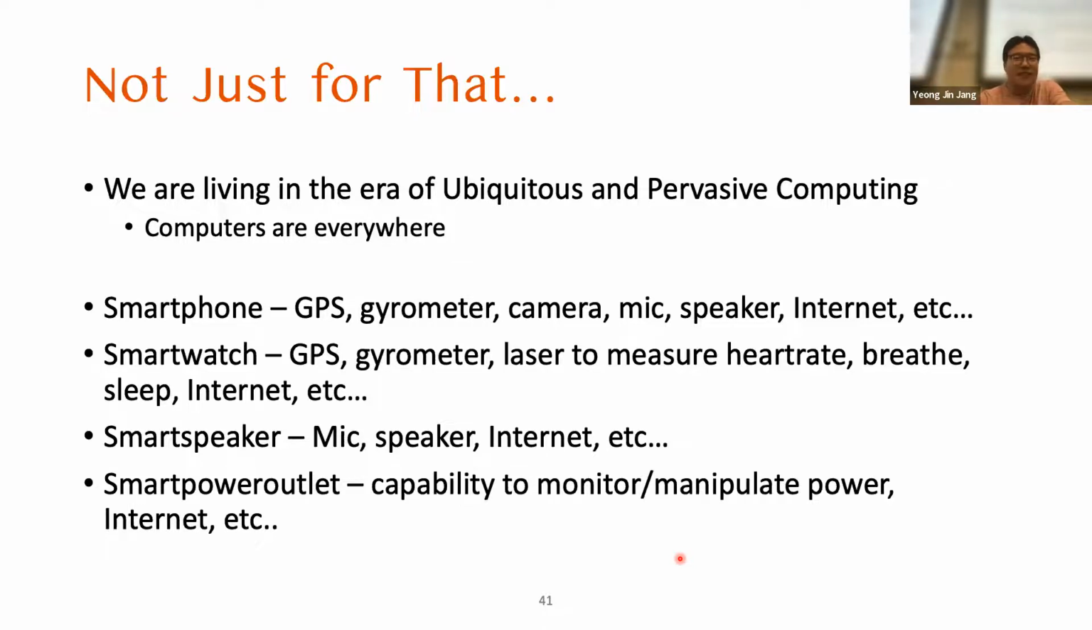Computers are everywhere. Smartphone, smartwatch, smart speaker, smart power outlet, they all have access to the internet. And they also have a lot of sensors. For a smartwatch or smartphone, if you hack that, you can know when the user sleeps by monitoring the heart rate and breathing or that kind of thing. And you can also monitor where the user is. So it's naturally a tracking device. So if the device got hacked, it could turn into a surveillance device.